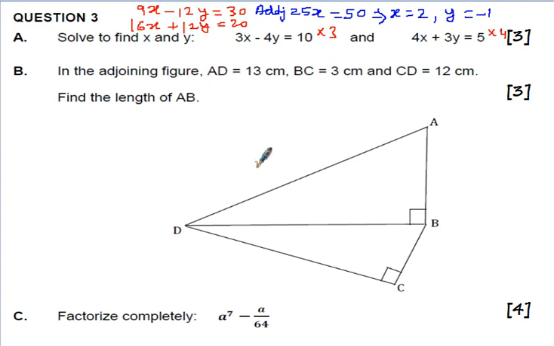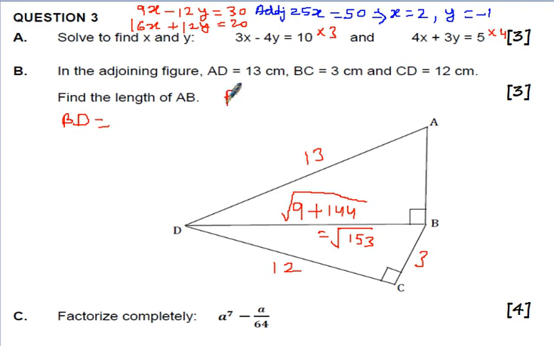Now we come for this question. AD is given 13, BC is 3, CD is 12. So you can apply Pythagoras. 12 square plus 3 square. So you can find BD. BD you will find 9 plus 144. Okay, so it will come 153. It will come root 153. So you can find BD using Pythagoras. Use Pythagoras theorem and find BD, root 153.